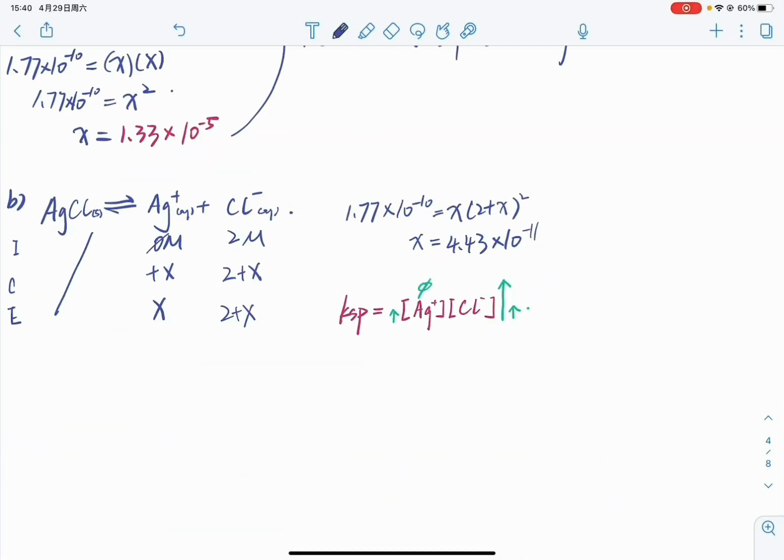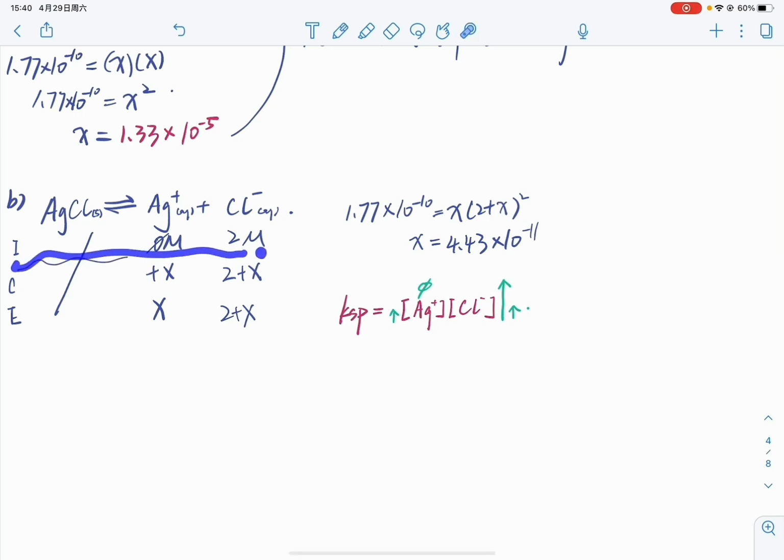So the next question is 2b. Basically, why is the solubility of AgCl lower in the solution of NaCl? It's basically caused by the common ion effect. When AgCl dissociates to make Ag ion and Cl ion, the NaCl solution already has a certain amount of Cl ion. So when it dissociates the AgCl, it means that there is already a certain amount of chloride ion in the solution.